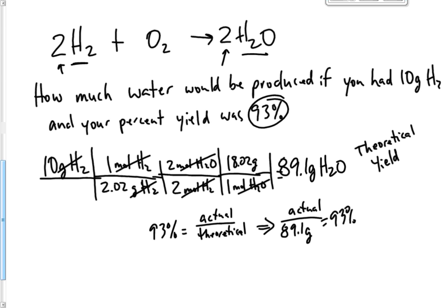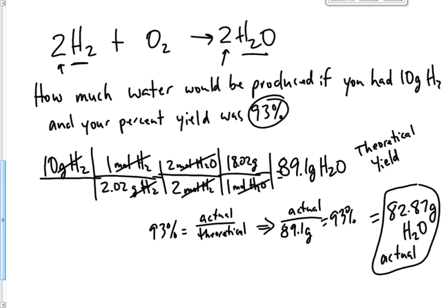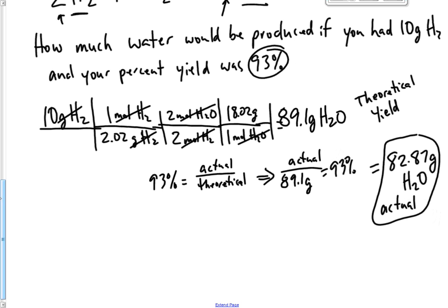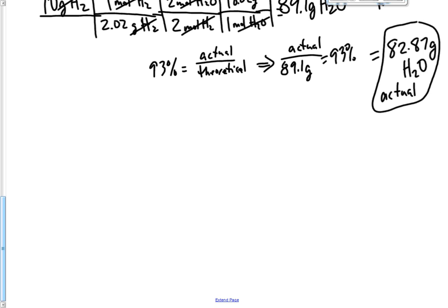So when you multiply 89.1 times 0.93, you're going to get 82.87 grams of water. And this is your actual yield. So you're seeing that you're losing almost 7 grams of water somewhere, whether it's through some sort of error or something else like that, but you're going to actually get 82.87 grams of water.